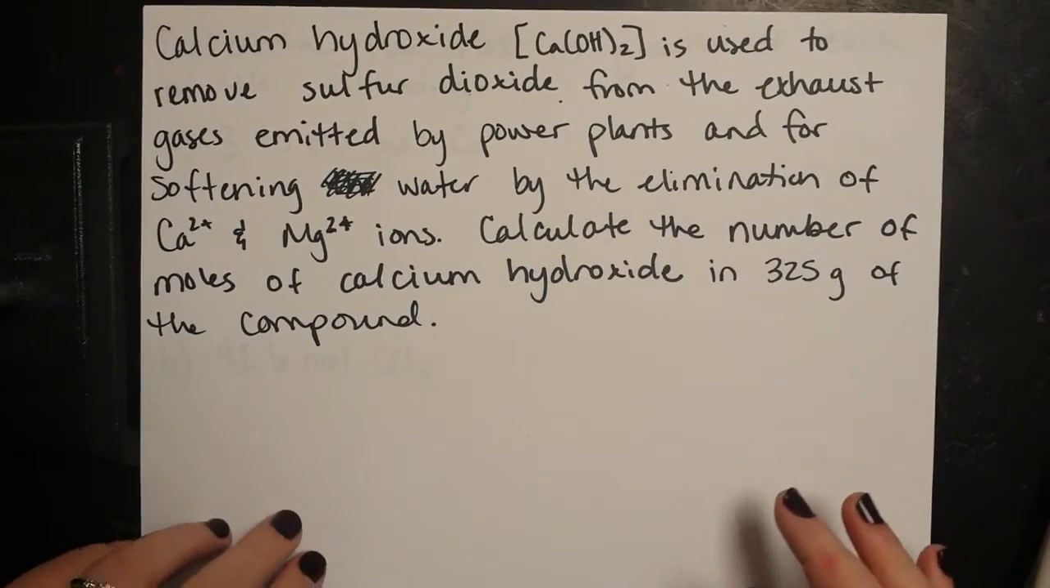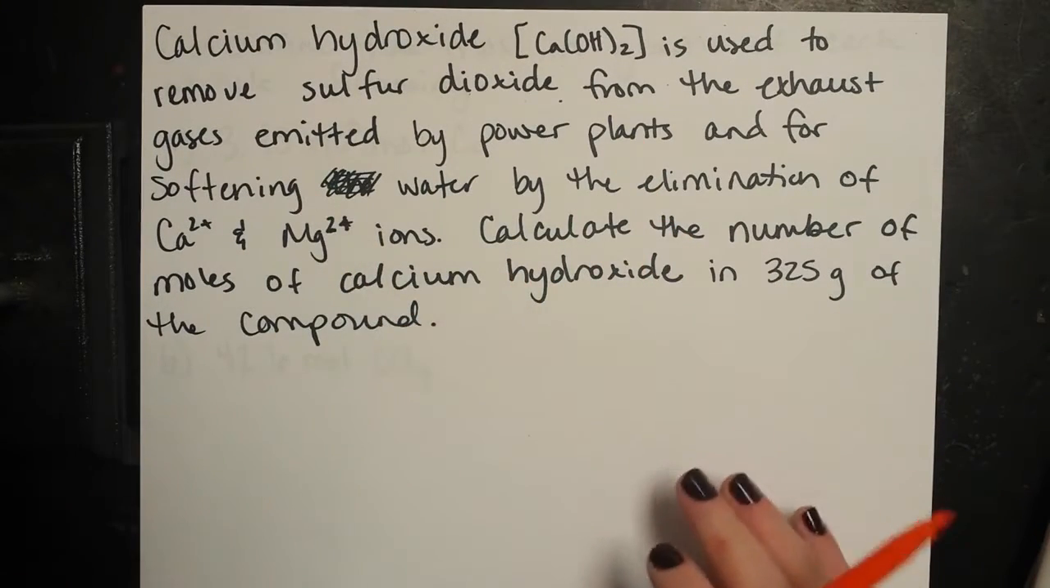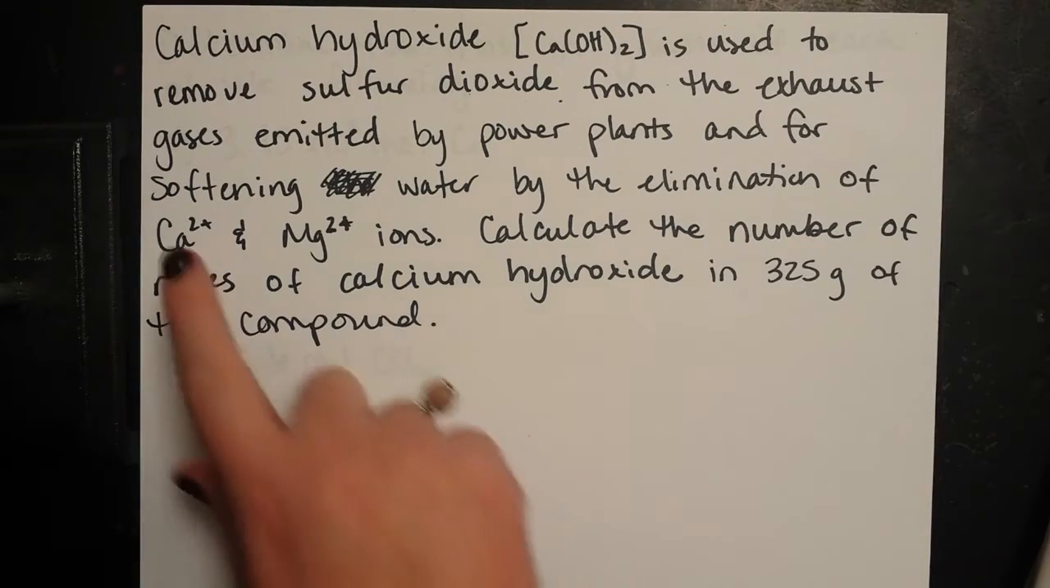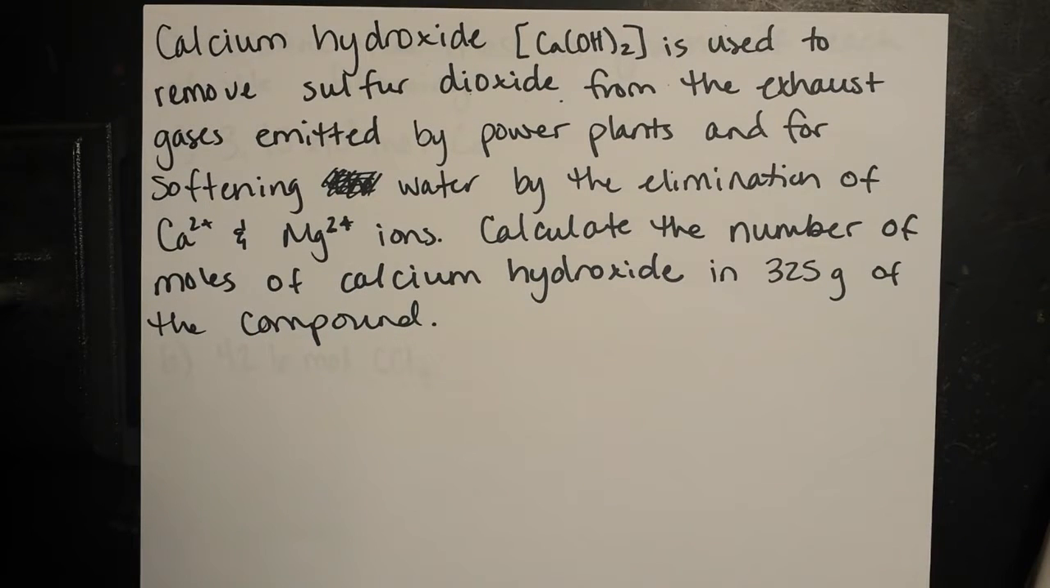Okay, here we're looking at calcium hydroxide, and a cool fact is that it is used to remove sulfur dioxide from exhaust gases emitted by power plants, but it's also used during water treatment to soften the water by removing some of these ions here that cause hard water, if you've ever heard that term.